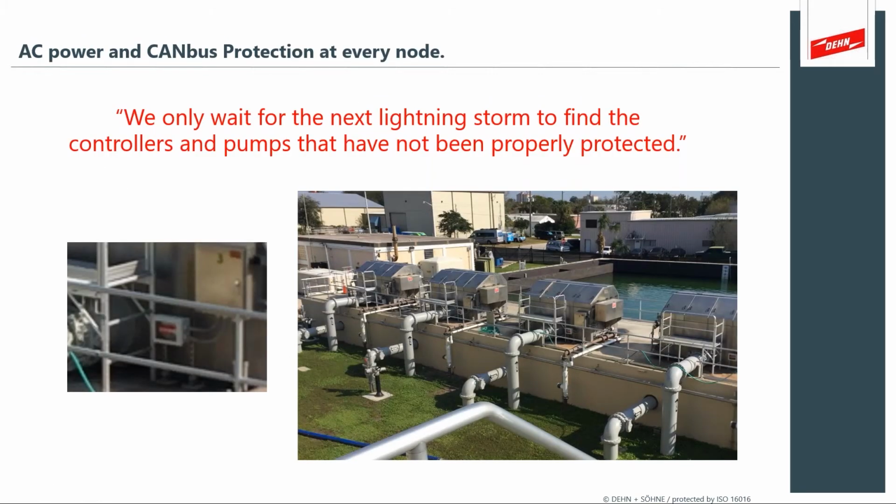And one of my customers, I believe he said it the best: we only have to wait for the next lightning storm to find the controllers and pumps that have not been properly protected. And this is exactly the case, where when lightning comes, you will see where the weakness in your systems are. And that is exactly the problem that he suffered. By allowing the lightning to damage his system, he was very concerned about controlling it for future storms and preventing future damage.